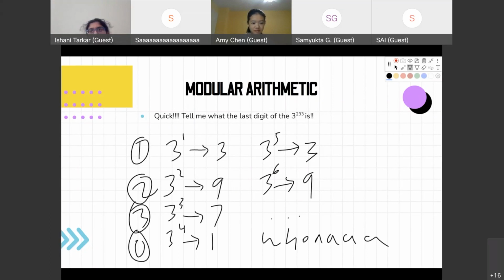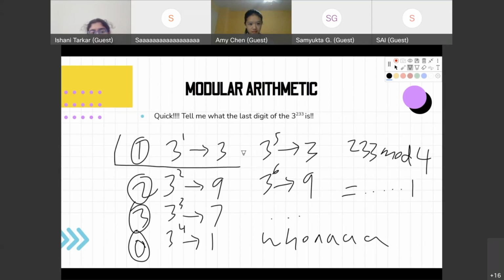However, 232 is divisible by 4. So that means that 233 mod 4 is 1. So that means that it is the first position of the cycle, which means its last digit is 3, right? You may or may not have known this, but for many of you, this will probably be new. So remember that modulo is just remainder. That is the key takeaway from this slide.